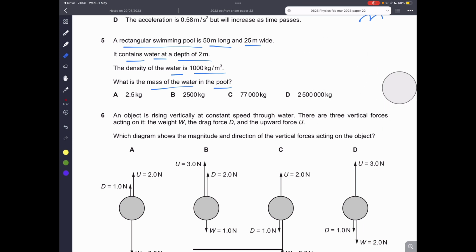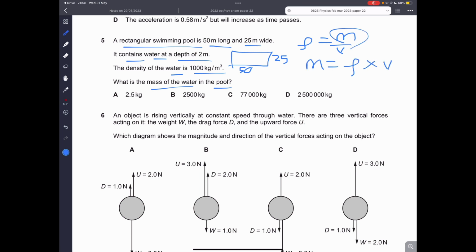Well, for this question, it mostly involves a two-step process, and because I always like to draw out the diagram, it's 50 meters long, 25 meters wide. Okay, and it gave us the density, so rho is equal to m over v, and it wants us to find the mass, so m is equal to rho times v. So the density here is 1000, and the volume is not given, but we can find the volume if we have the height, the length, and the width. So we just have to multiply 50 times 25 times 2.